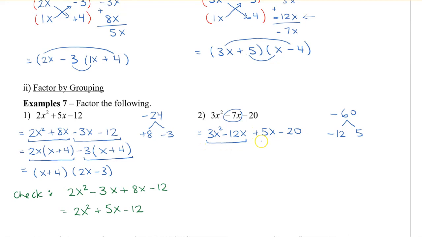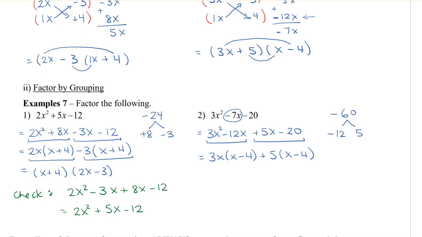Okay, so we're going to factor the first two terms separately from the last two terms. So we get 3x, and that gives us x minus 4. So remember, factoring is dividing. So plus 5, and this factors out, I get x minus 4.